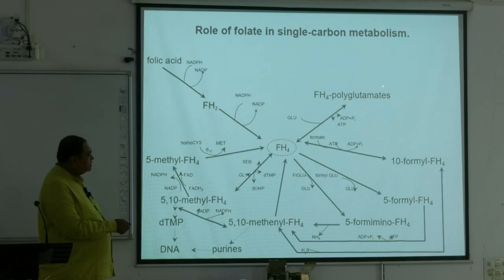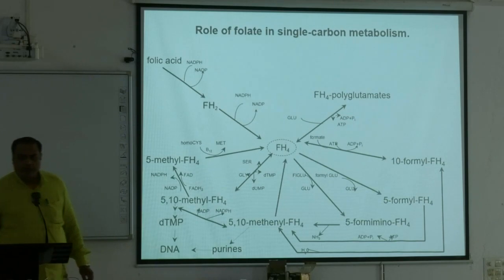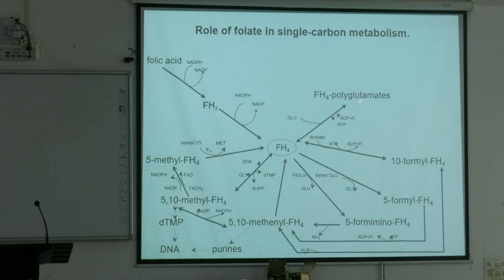See this polyglutamate. What did I say? The polyglutamate is the storage form of folic acid. So the storage form is broken down to active form. Glutamic acid is excluded in presence of ATP. N10 formyl tetrahydrofolic acid brings tetrahydrofolic acid. N5 methyl tetrahydrofolic acid brings tetrahydrofolic acid.